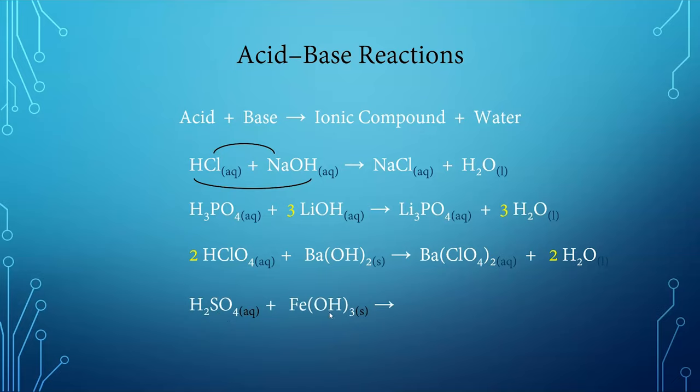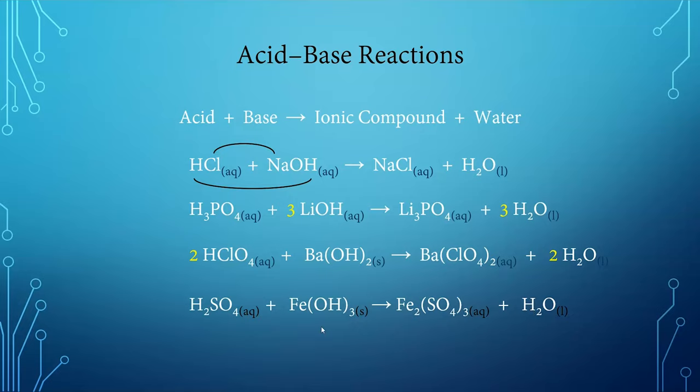Sulfuric acid and iron 3 hydroxide, this is about the most complicated version you can have because the H's and OH's are an even and an odd number. It's one of those common multiple of 6 things that we've done in the past. So the iron, of course, is going to go with the sulfate. And since the iron is a plus 3 and the sulfate is a negative 2, it would take 3 sulfates to balance out 2 irons. And, of course, water will be the other product.